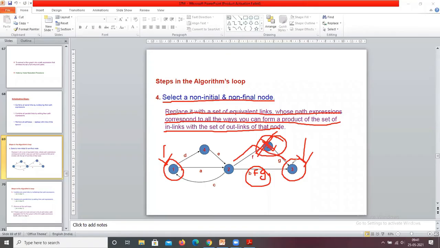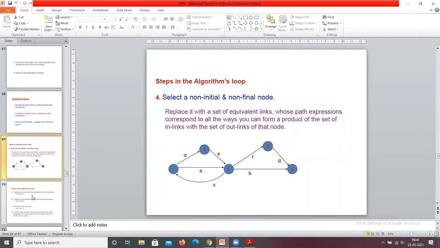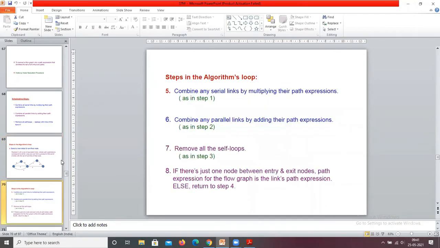Okay, so next is the 5th step. Fifth step, combine any serial links by multiplying their expressions. That means combine any remaining serial links by multiplying their path expressions. After step 4, you select one node and change it into equivalent links. After that, combine any serial links by multiplying their path expressions.